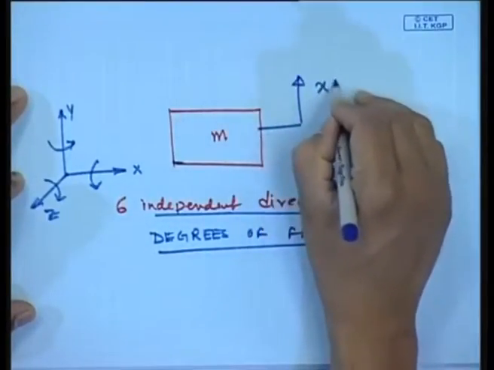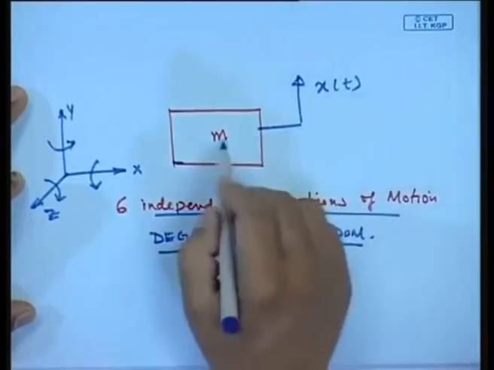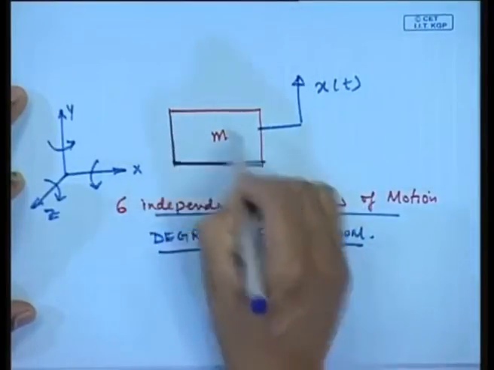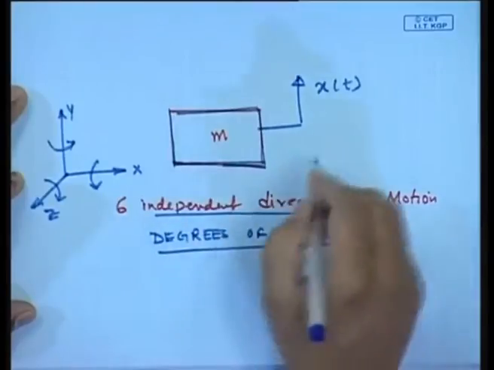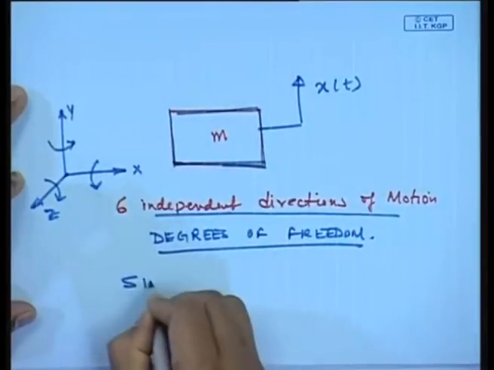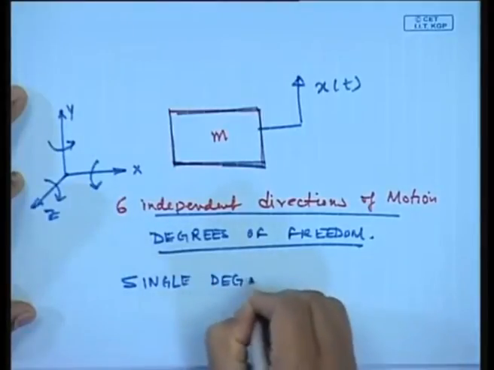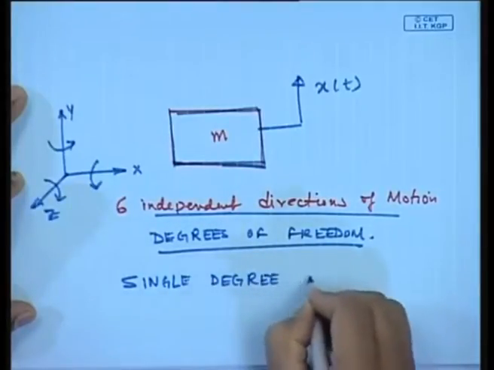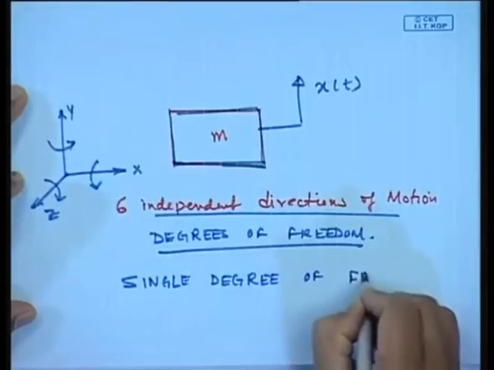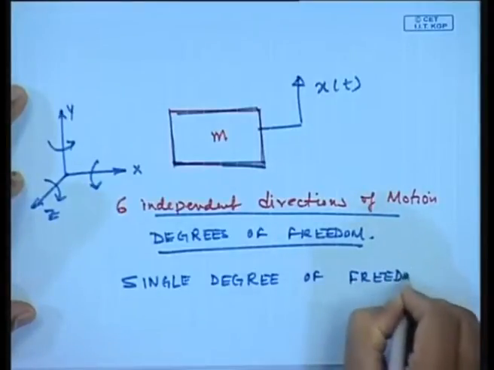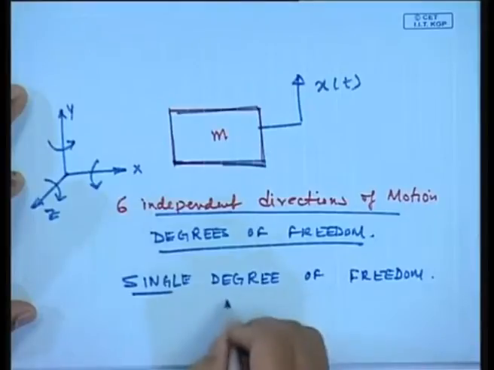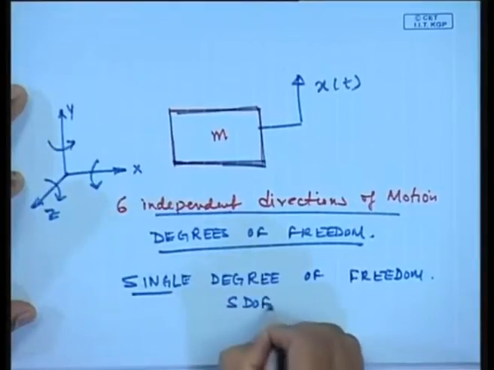Now, imagine if this body is constrained in 5 directions and only allowed to move in a particular direction, say x(t). I may consider this body to be a body having a single degree of freedom, or SDOF.